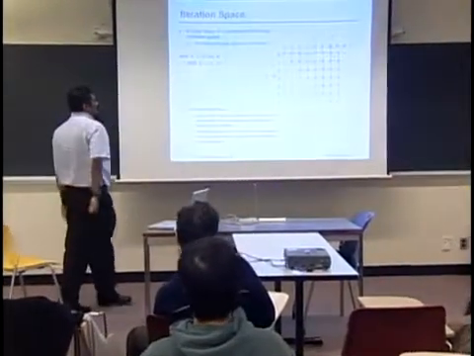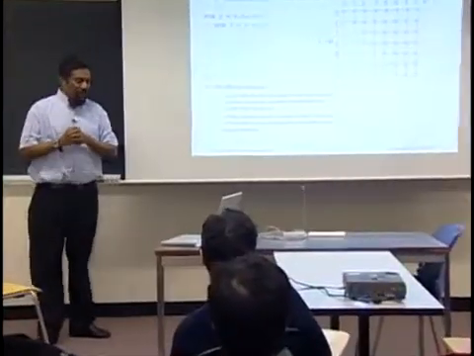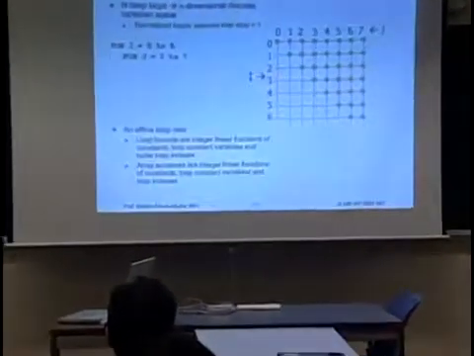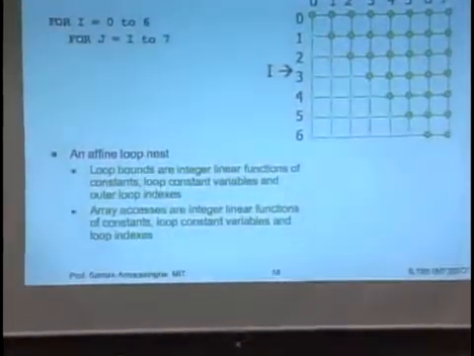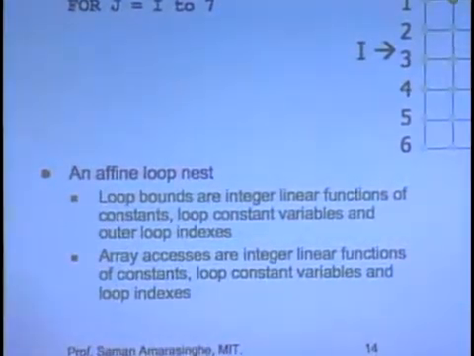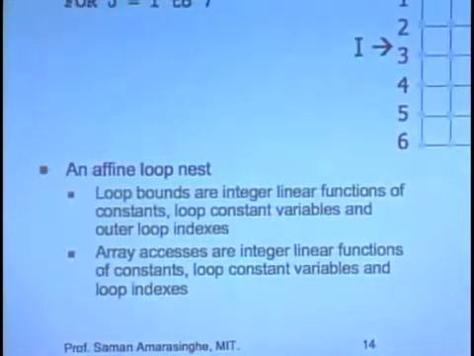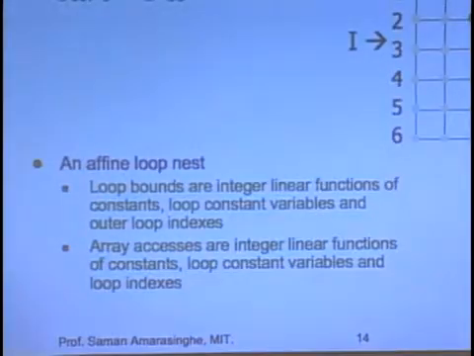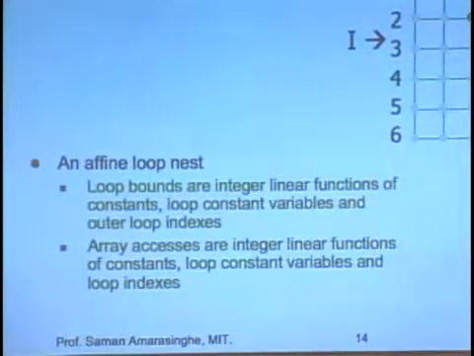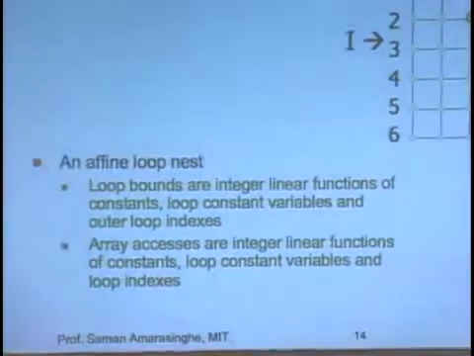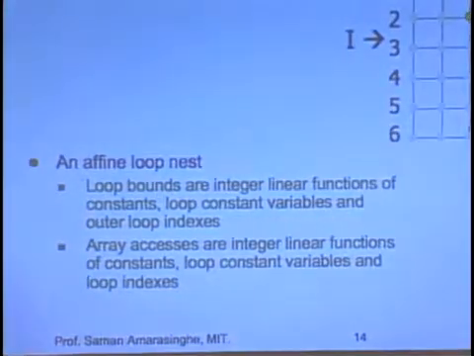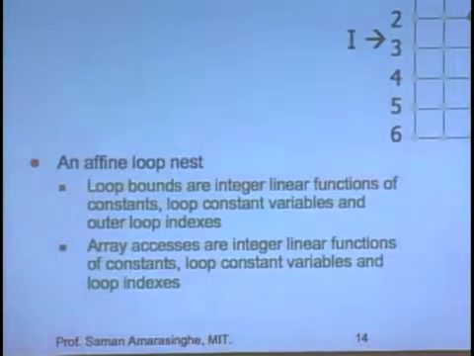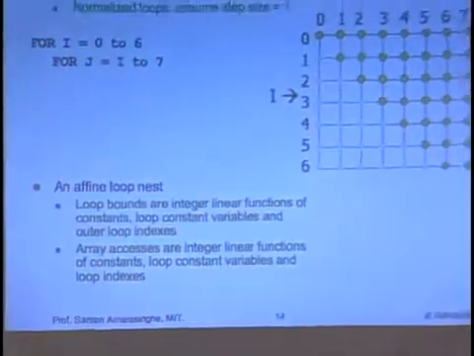So, another concept is called affine loopness. Affine loopness says loop bounds are integer linear functions of constants and loop constant variables and outer loop indices. So, that means if you want to get an affine function within a loop, that has to be a linear or integer function, where all the things either have to be constants or loop constants, that means that variable does not change in the loop, or outer loop indices, because that makes it much easier to analyze.